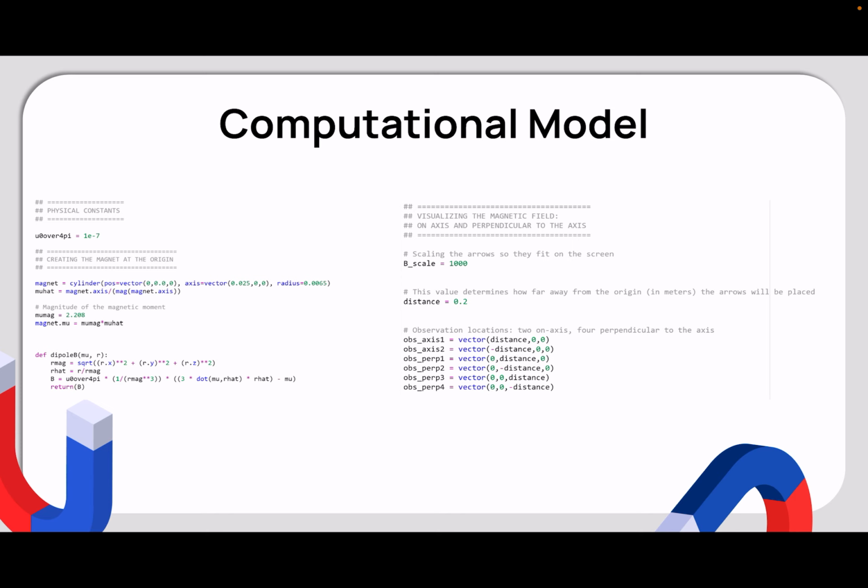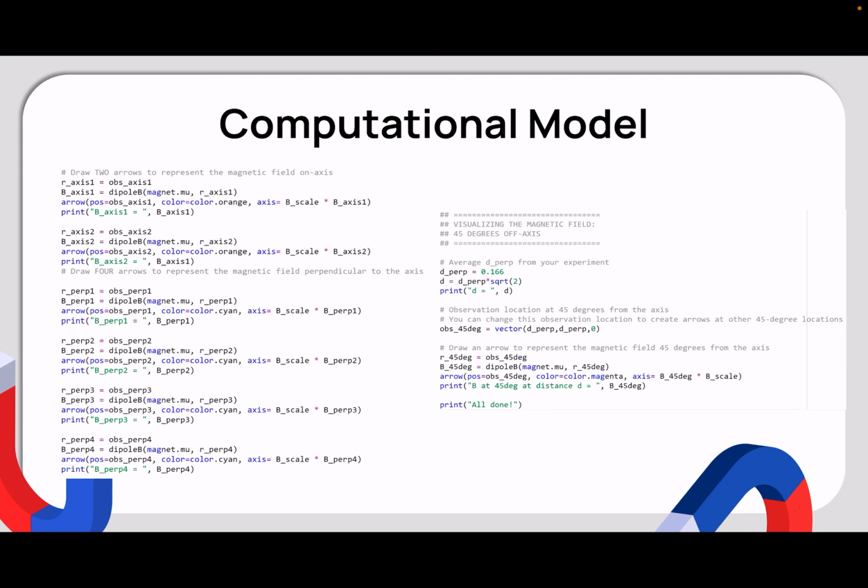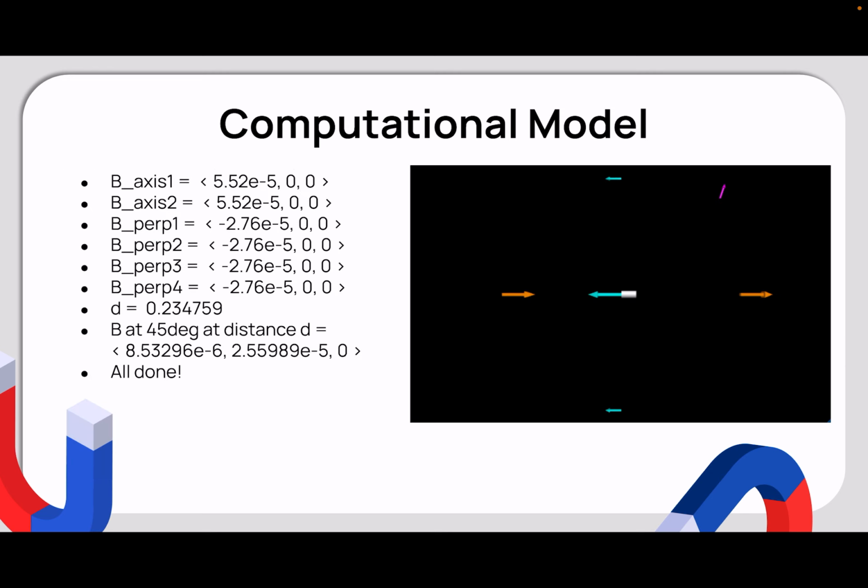To create this computational model, we used GlowScript. First, we created the magnet at the origin and gave it the magnitude of the magnetic dipole moment. Then we created the magnetic field, on axis and off axis. We had 6 observation locations, 2 on axis and 4 perpendicular. And then we had arrows for every magnetic field on axis and every magnetic field off axis. Then we created an average perpendicular distance and found it 45 degrees off axis, and we also had an arrow associated with that.